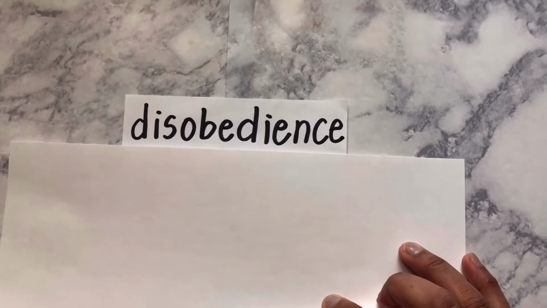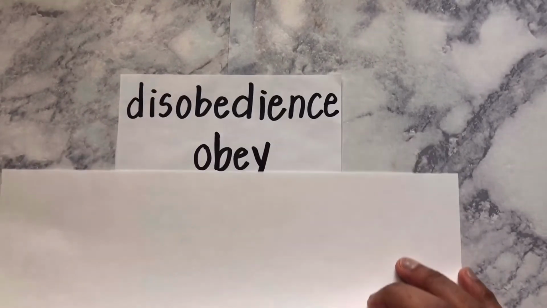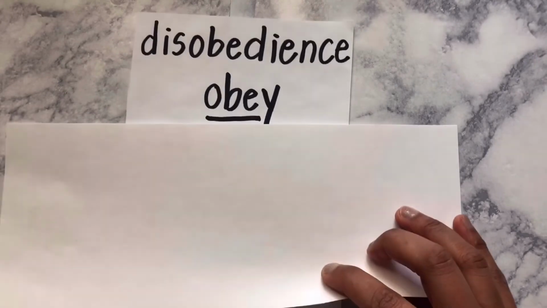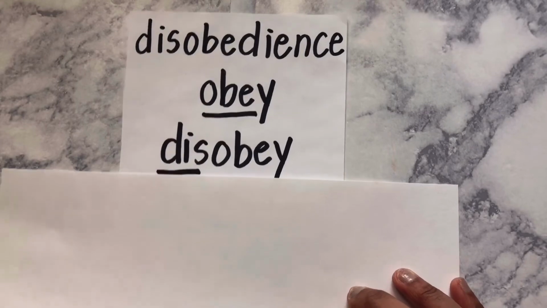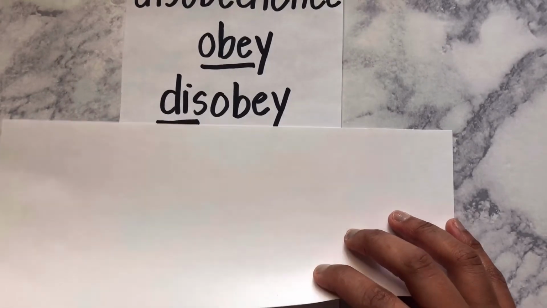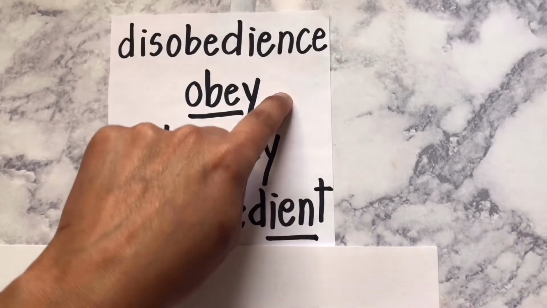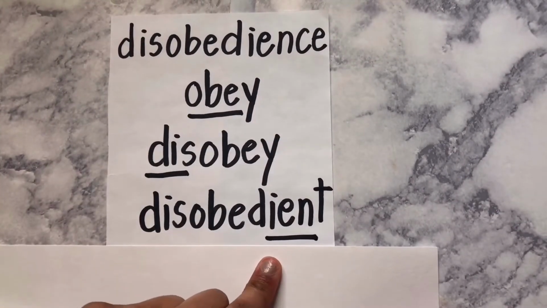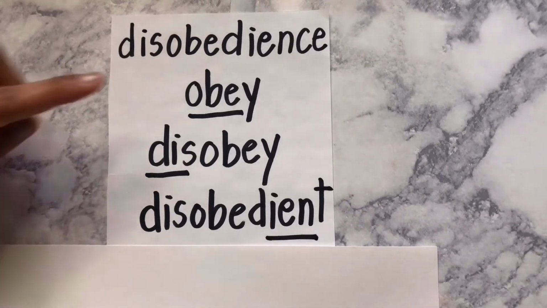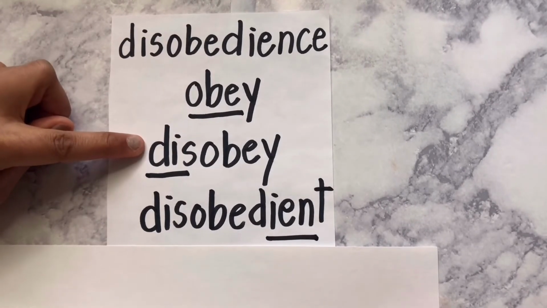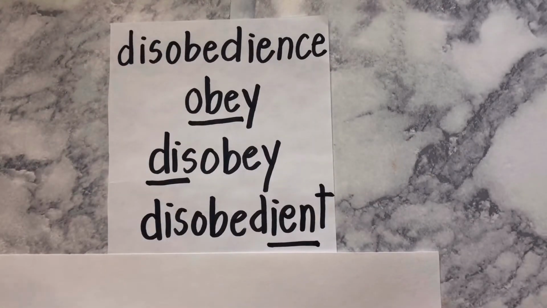Here we have disobedience. What is the base word? Very good. Obey. Disobey. So dis is the prefix, meaning un. And disobedient. The suffix is ent. Disobedient is referring to someone or something that is not obeying. So we know what obey means, and we know that dis is not. Disobedient is not obeying, and then disobedience is the act of, is the noun part.